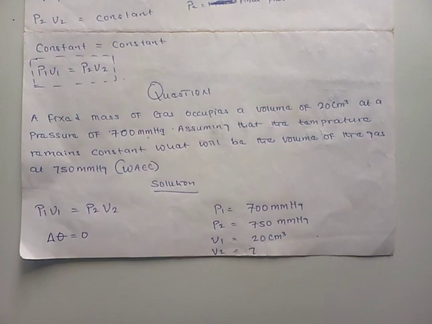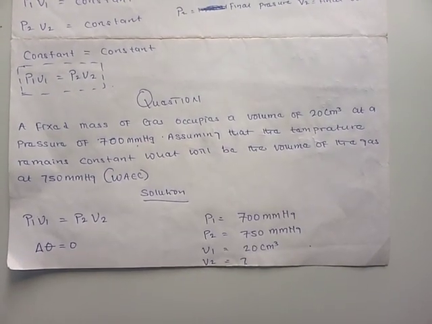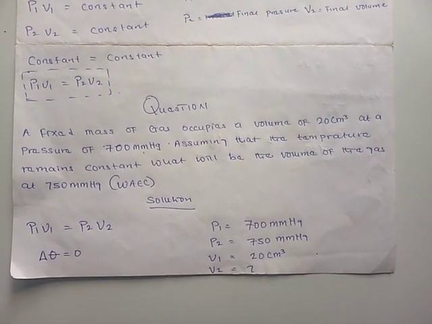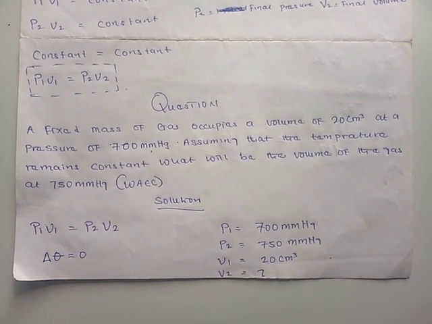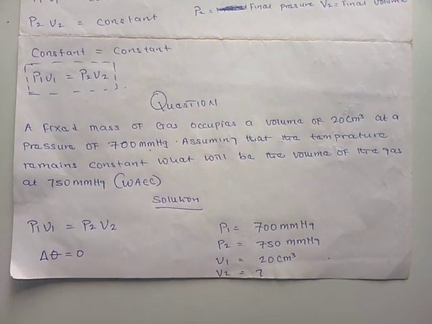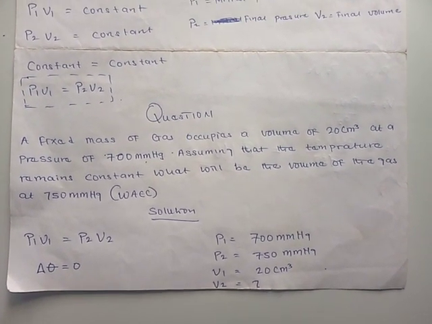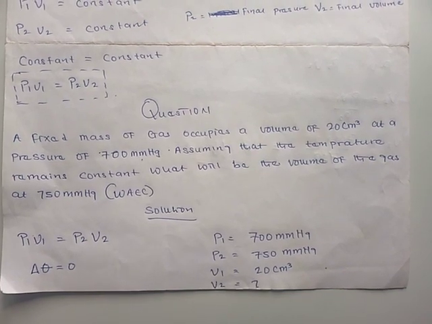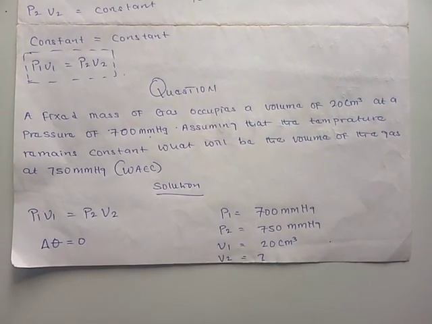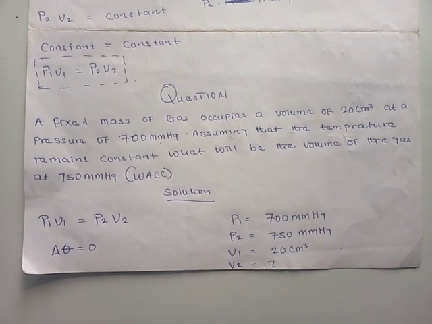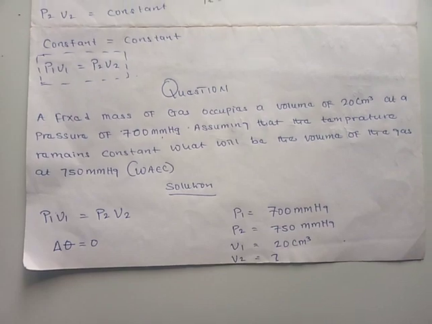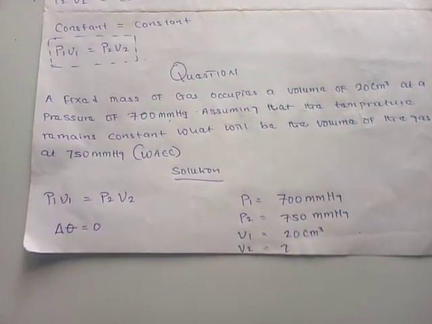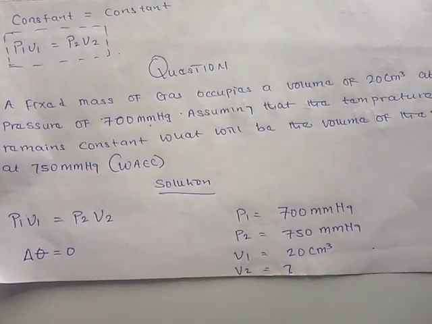Now we have that a fixed mass of gas occupies a volume of 20 cm cube at a pressure of 700 millimeter of mercury. Assuming that the temperature remains constant, what will be the volume of the gas at 750 millimeter of mercury? This question was asked by WAEC. So let us go forward.